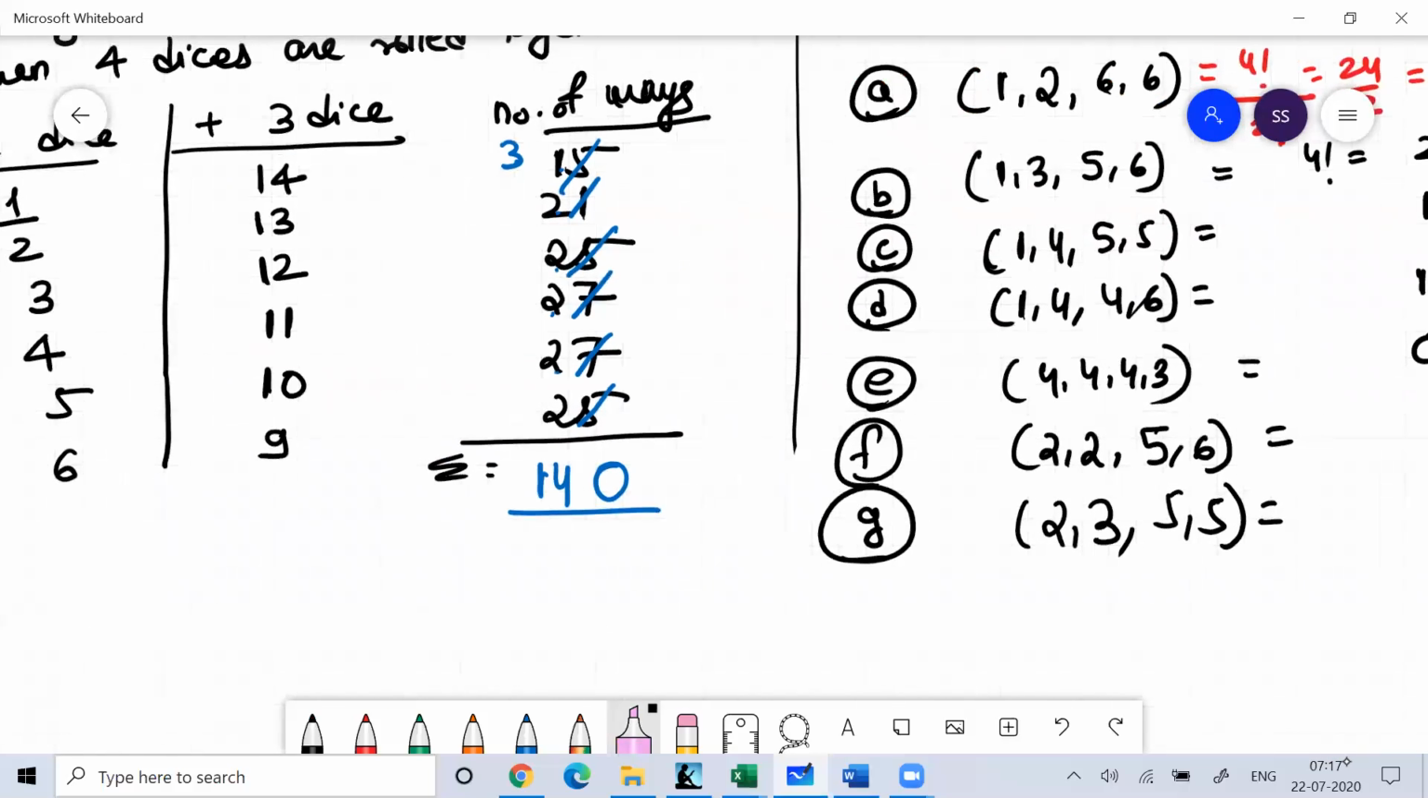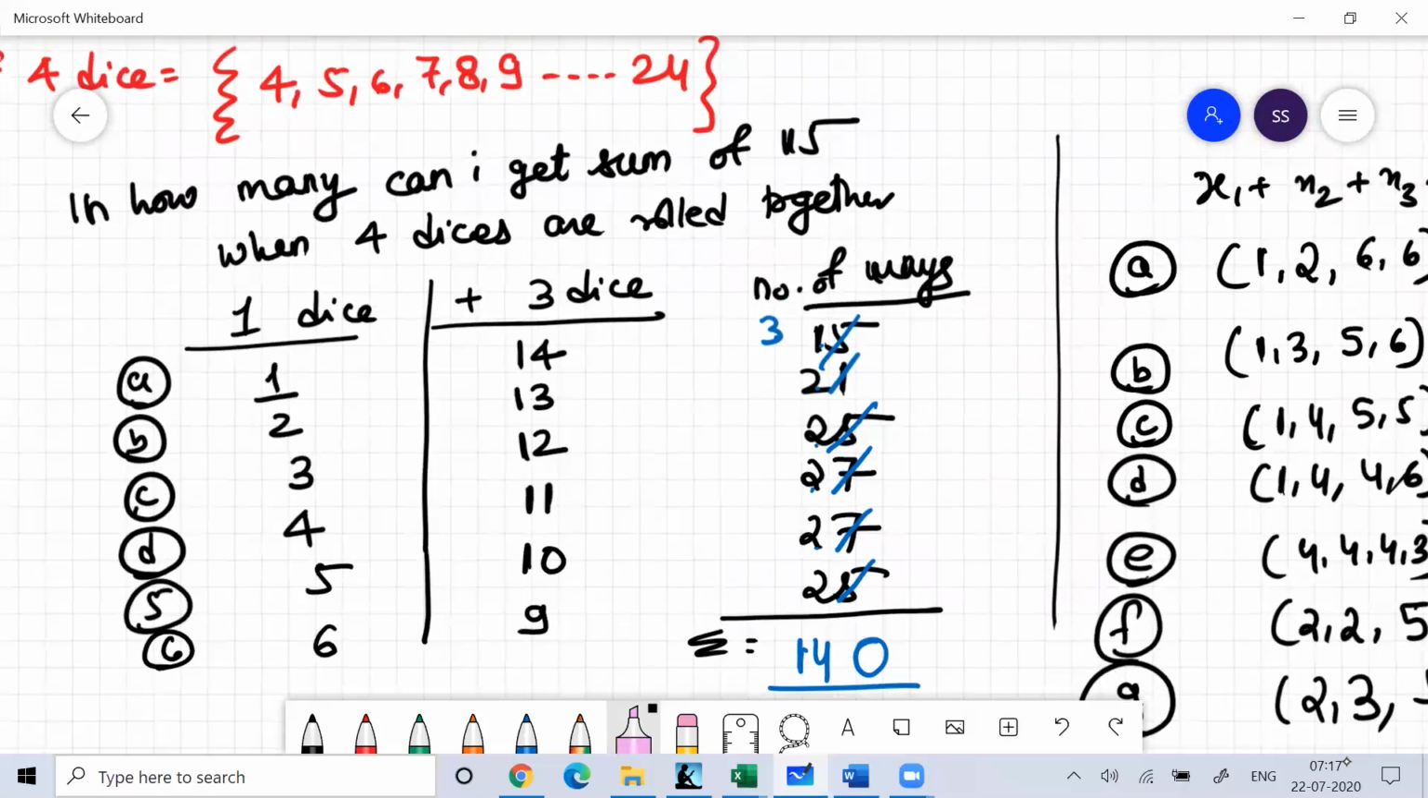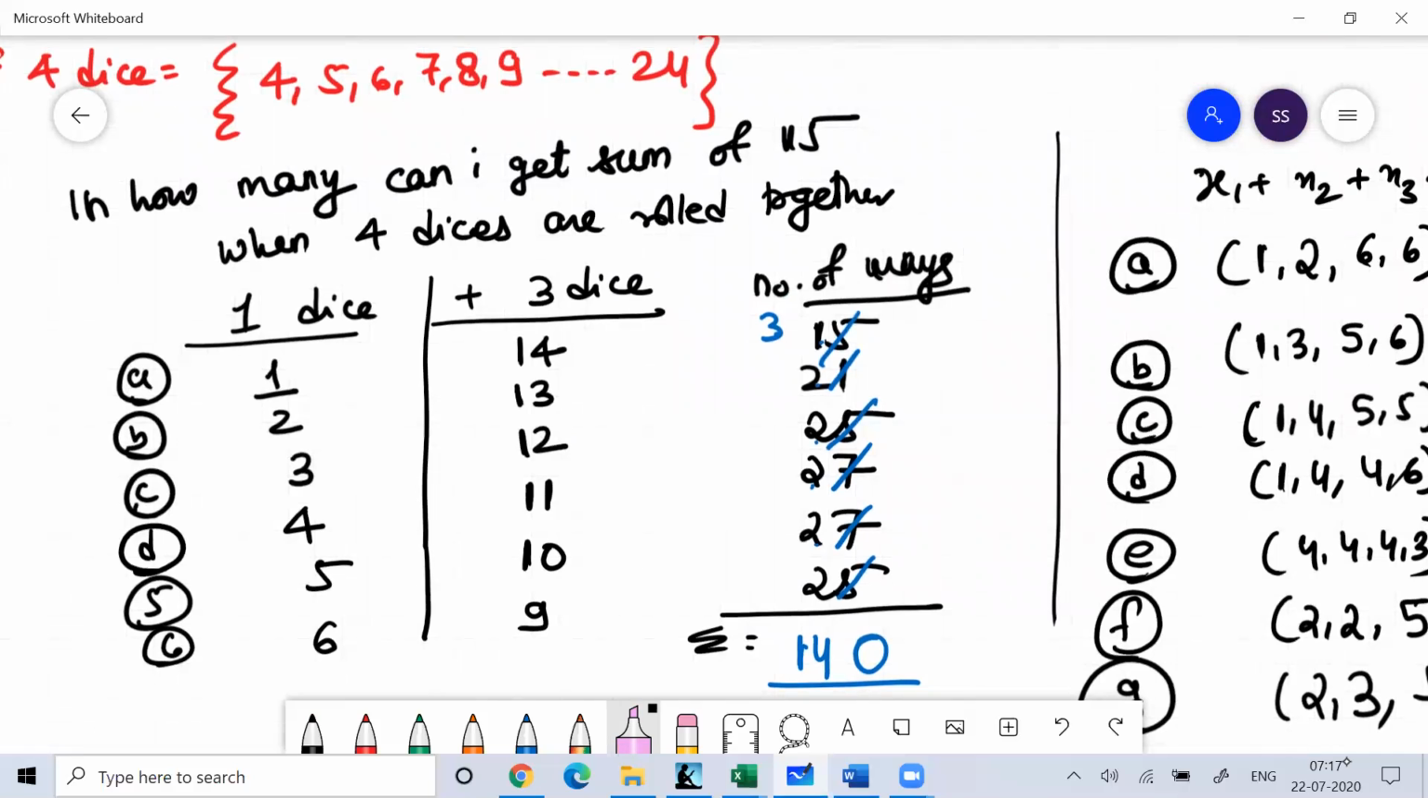Okay, one minute. Let me do this sum again. So you want the sum 15, no? So 14 means 15 ways, then 13 means 21 ways, and then 12 means 25 ways, and then 11 means 27 ways, and then 10 means 27 ways. Okay, and then 9 means 25 ways. Okay, correct.